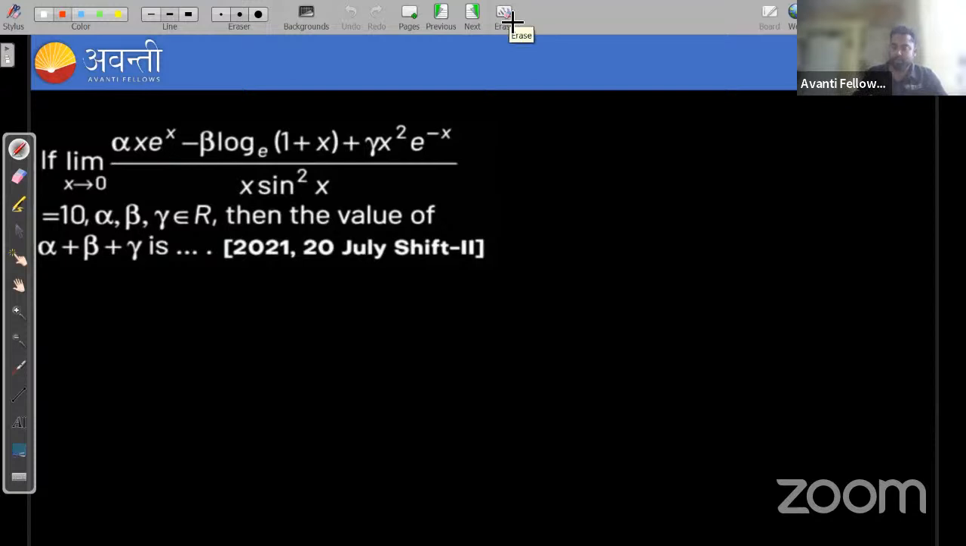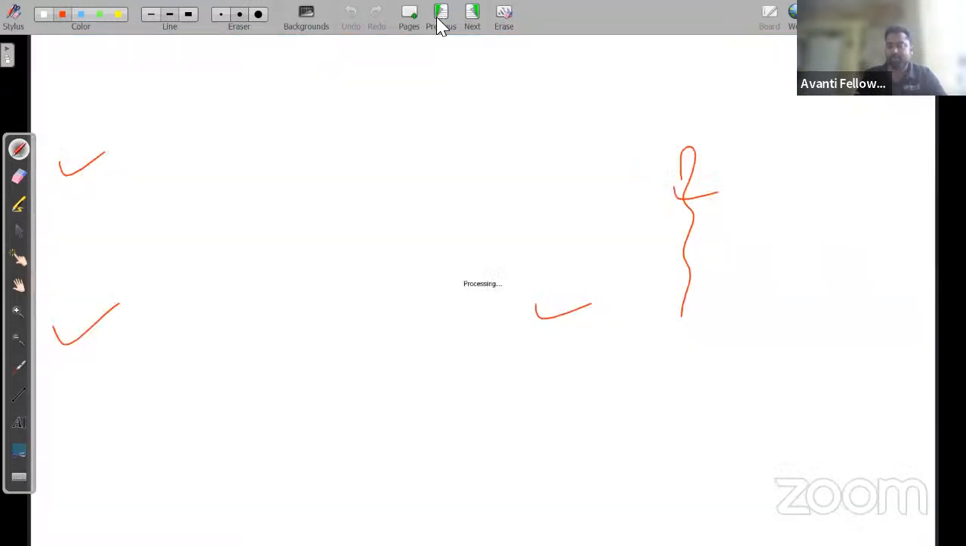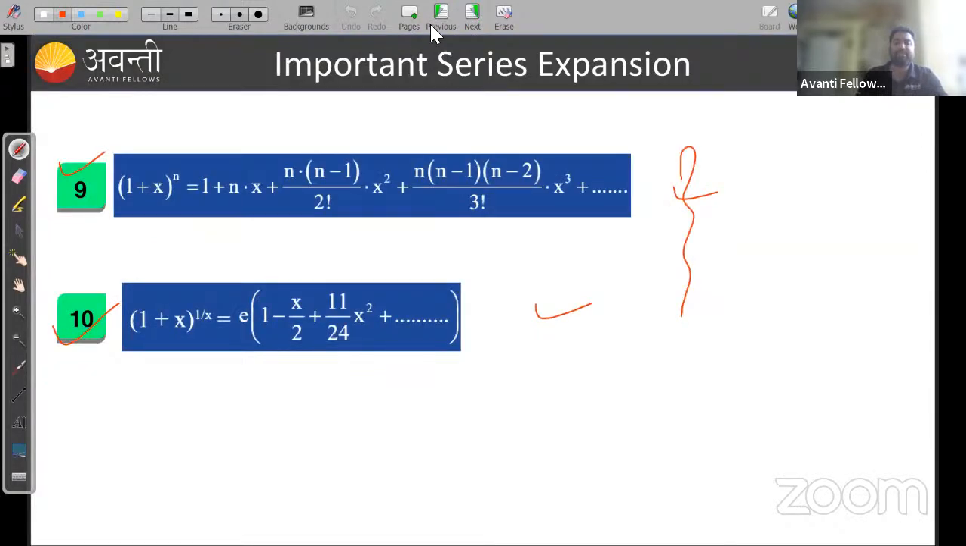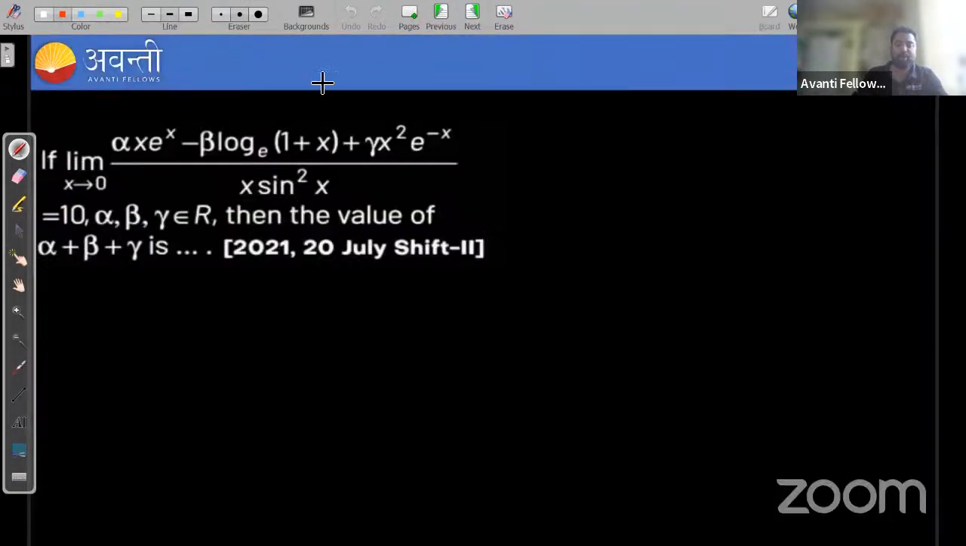If you took the screenshot of all these series expansions, here we'll use 3 series expansions in this question. One is the series expansion of e raised to x. Another one is the series expansion of log of 1 plus x. And the third one is e raised to minus x. The fourth one is sin x, which is not needed here right now. So these 3 series expansions we need to remember.